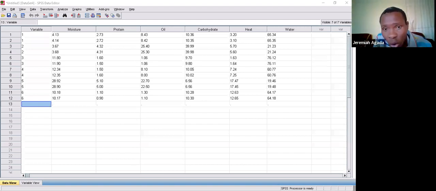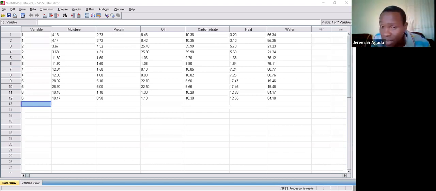And then all these other ones, I'm going to highlight them. Your Control A will still work. So I'll highlight them, or you take them one by one, and then you move them here. I'll just touch this arrow and all of them are there. So I am now checking my factor with my dependent variables here.